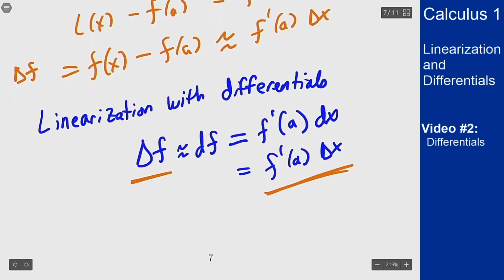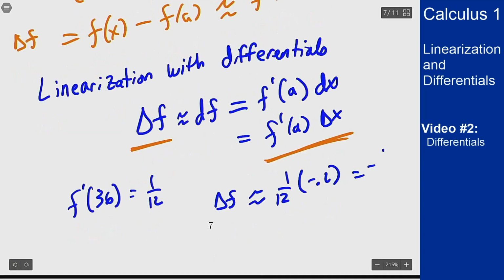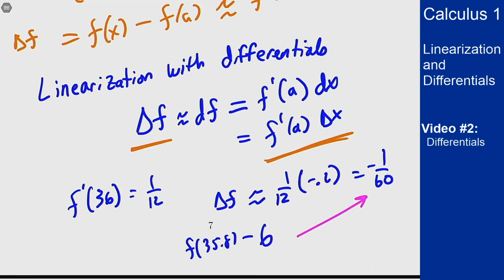What would you get that way? Well, f prime at 36, our test point there, was 1/12. So my change in f I could approximate by 1/12 times the change in x, which was minus 0.2, because I'm going from 36 to 35.8. This becomes negative 1 over 60. Break down the change of f. Change of f is then f at 35.8 minus f of 36, which is 6. I add that over, and that gets the same answer that I had before.